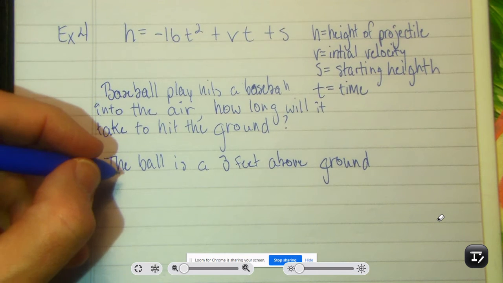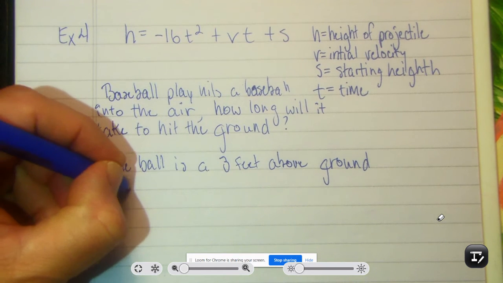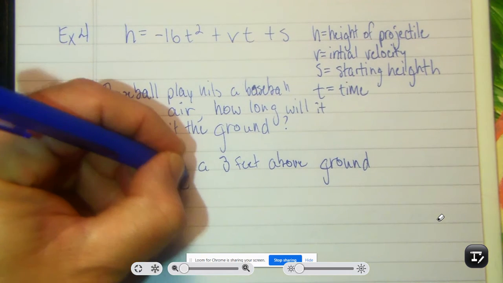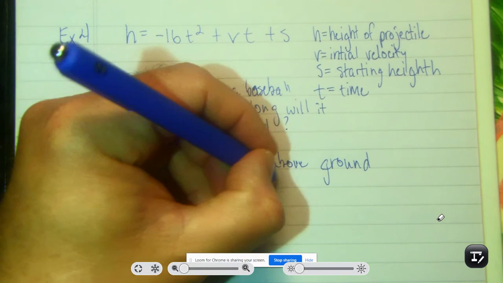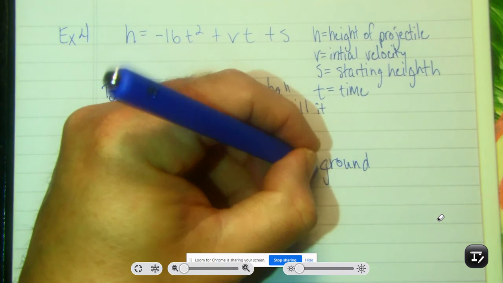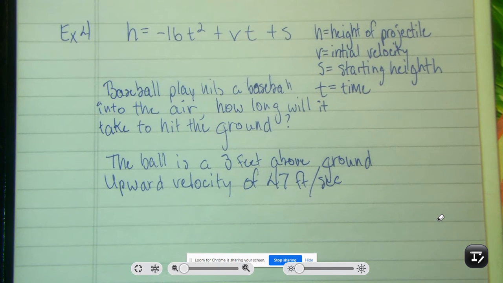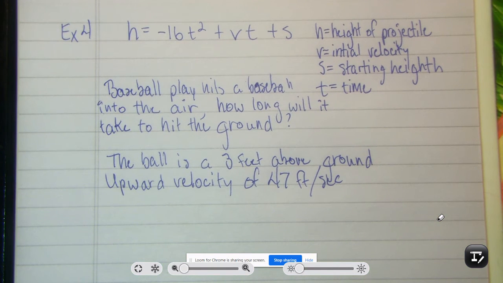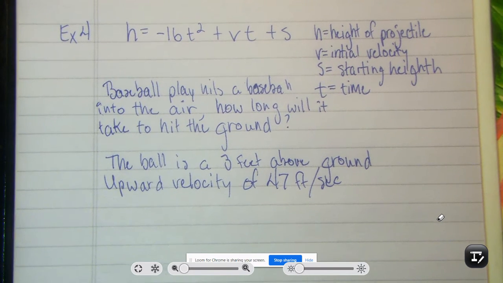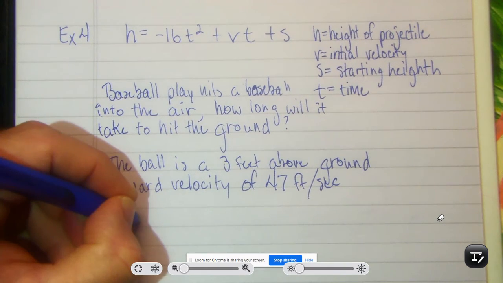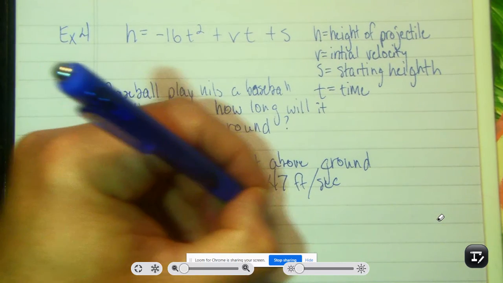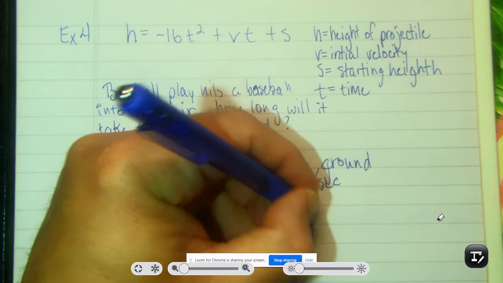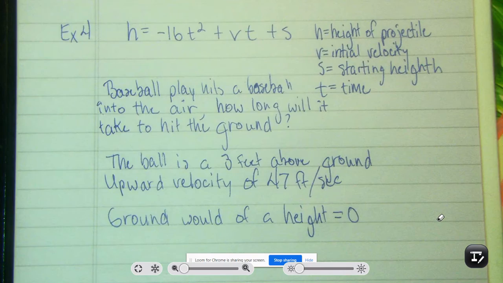It has an upward velocity, meaning it's positive. If it had a downward velocity, it'd be negative. 47 feet per second. Okay. And we want to know how long it will take to hit the ground. Well, the ground would have a height of 0 because that's where we start off.